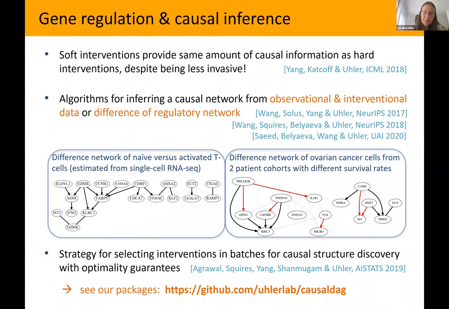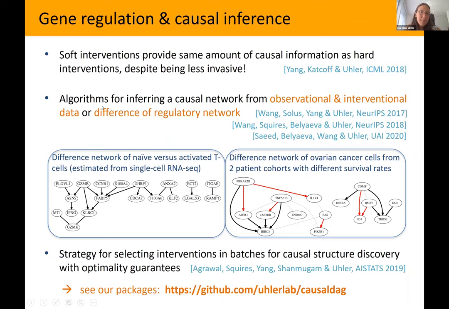So it was kind of believed that the knockout experiments don't provide you more information than the knockdown experiments with respect to the underlying causal structure or this gene regulatory network in the cell. But it turns out that's actually not the case. So what we proved is that these soft interventions provide just the same amount of causal information as these hard interventions, despite being less invasive. So I think this is an interesting insight from an experimental design perspective.